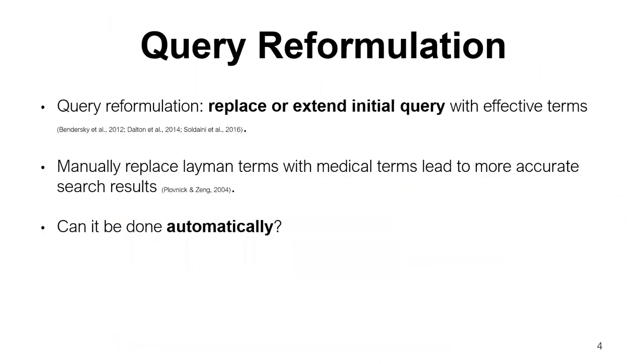In this study, we investigate query reformulation methods to improve the effectiveness of initial queries. A previous study by Plotnik and Chen shows that manually replacing layman terms with medical terms leads to more accurate search results. We therefore question, can this improvement be done automatically?